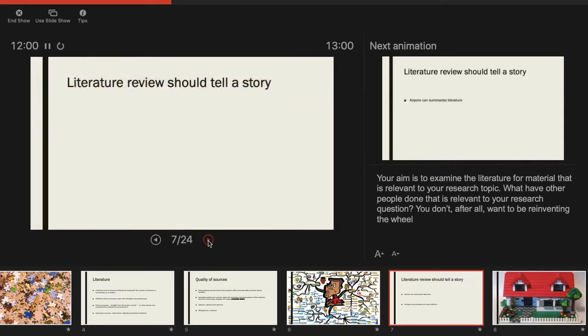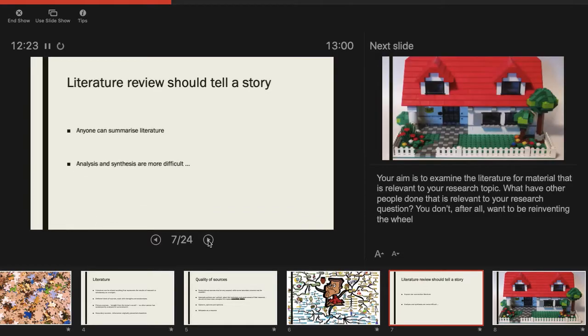Okay, so when you're thinking of the literature review, you probably feel that it basically means that I need to summarize a lot of information. That is not necessarily the case, because anyone can essentially summarize any form of literature. The difficult part comes in when you actually have to analyze and synthesize the available literature. Analysis and synthesis is far more difficult than just merely summarizing the available literature that you have.